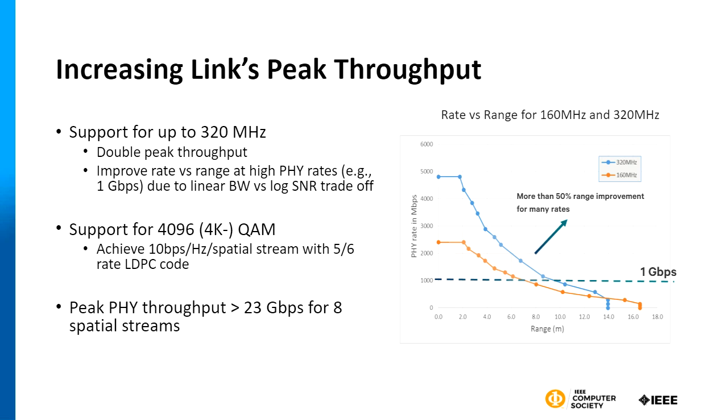We also added support for 4K QAM, which achieves 10 bits per second per hertz per spatial stream with 5/6 LDPC codes. Overall, it accounts for around 20% gain from a throughput perspective. Overall, the peak PHY throughput is increased on a per link basis to more than 23 gigabits per second, accounting for an 8 spatial stream communicating device.